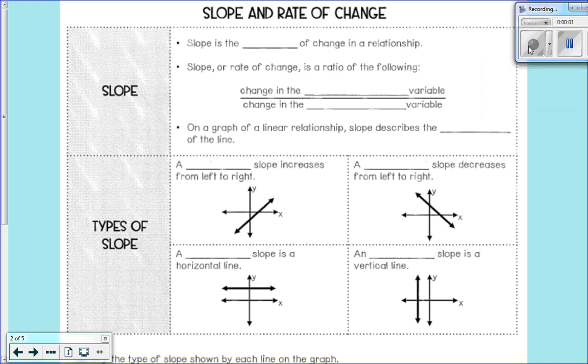Today we're going to learn slope and rate of change. So in 6th grade pre-AP, y'all talked about rate of change. Slope is the rate of change in a relationship. They are the same thing.